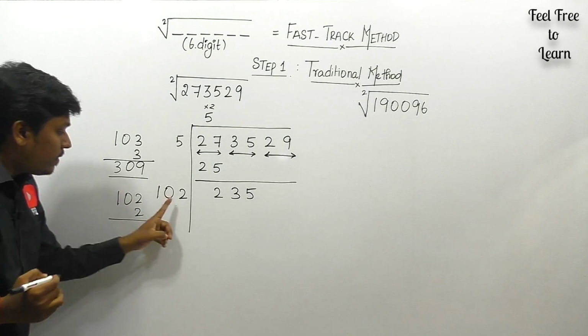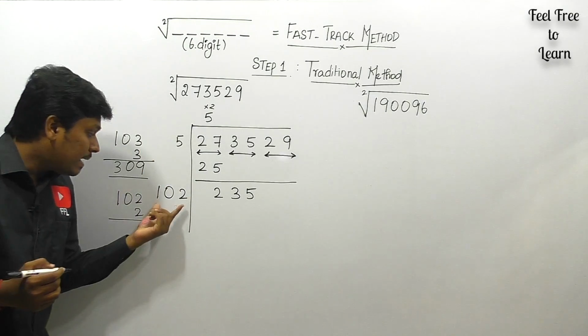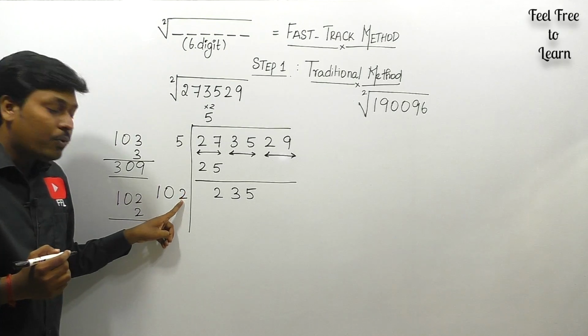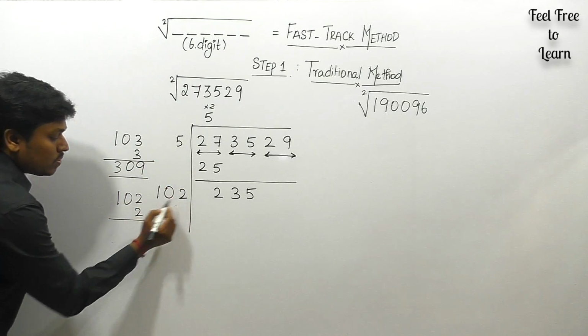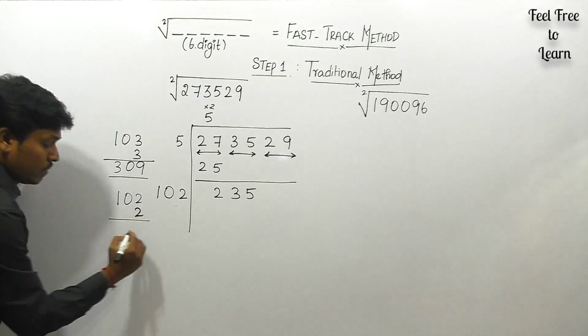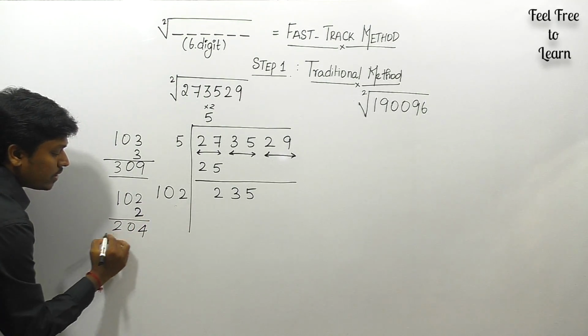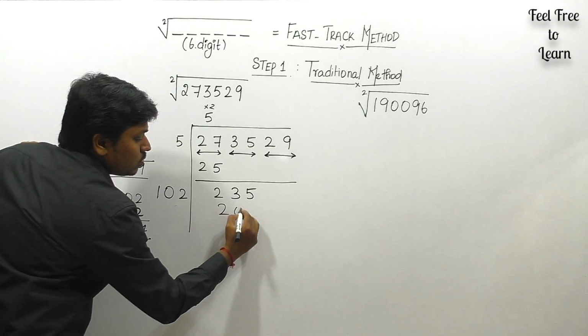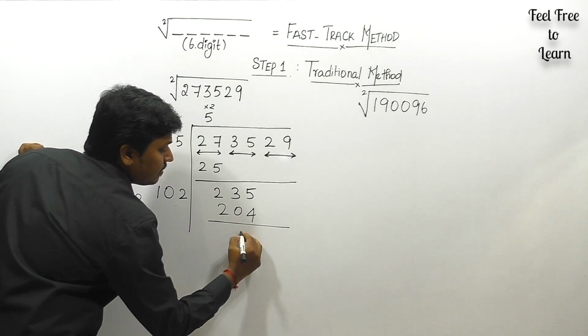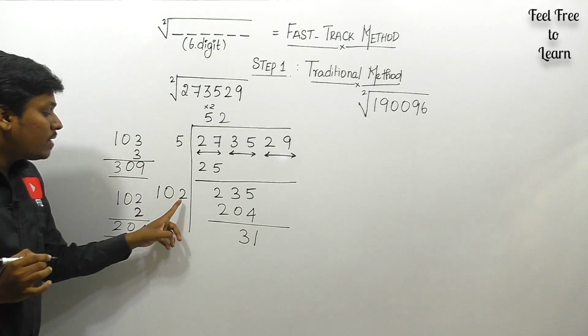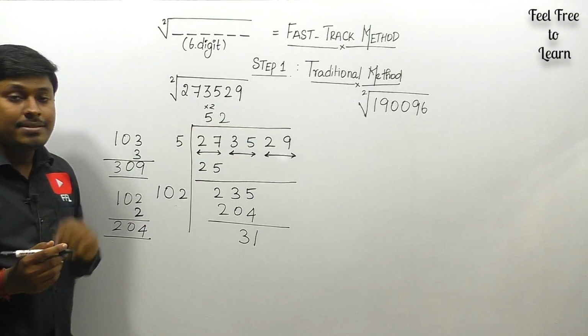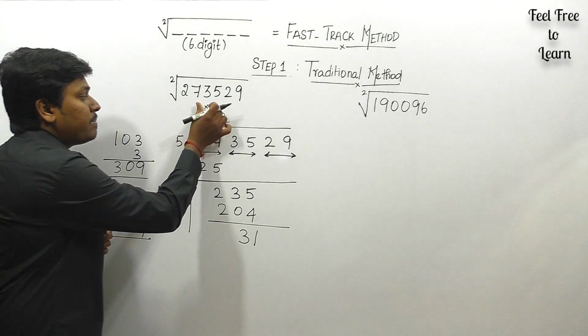Friends, listen here, if you are putting 9 here, you need to multiply the complete number by 9. If you are placing 4 here, you need to multiply the complete number by 4. Got it? So here I am putting 2, so I am going to multiply the complete number by 2. So it is 204. So the remainder will be 31. And here I am going to put 2. Friends, got it? Because this 2 satisfies, I am placing 2 here. So this is step number 2.